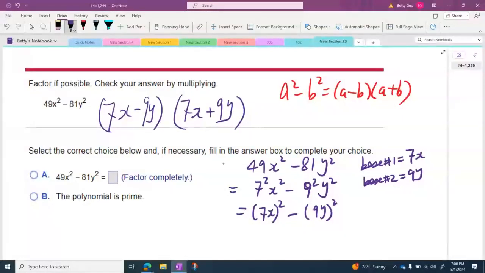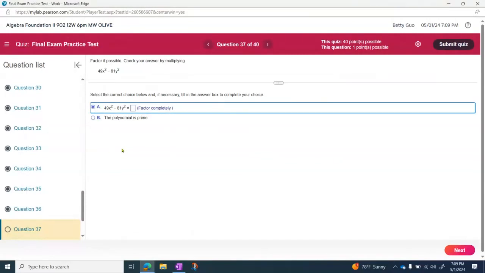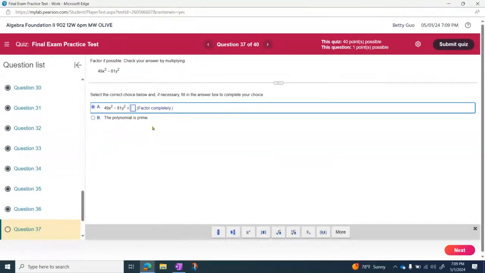I would say this is a pretty straightforward problem, not challenging. Let's enter that in the sum. Oh, okay. You have to choose this first, and then in the sum.